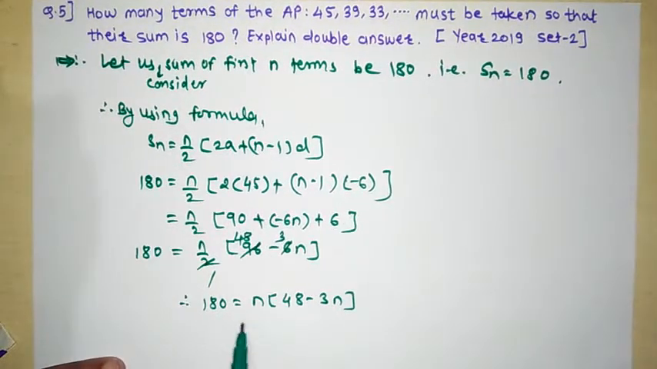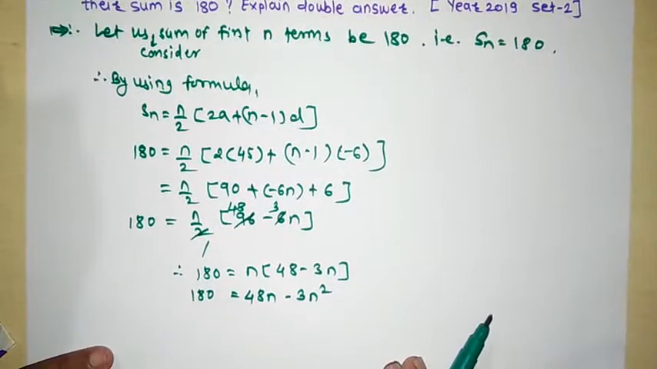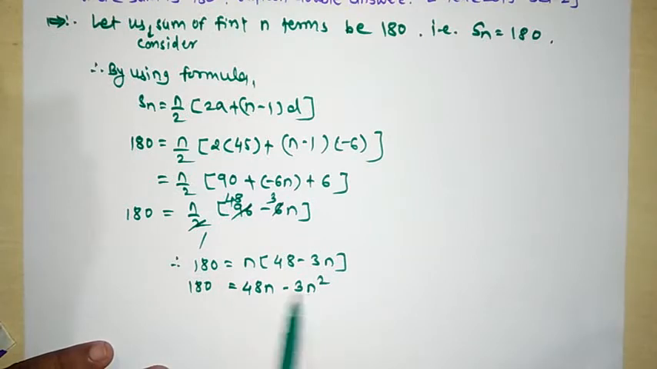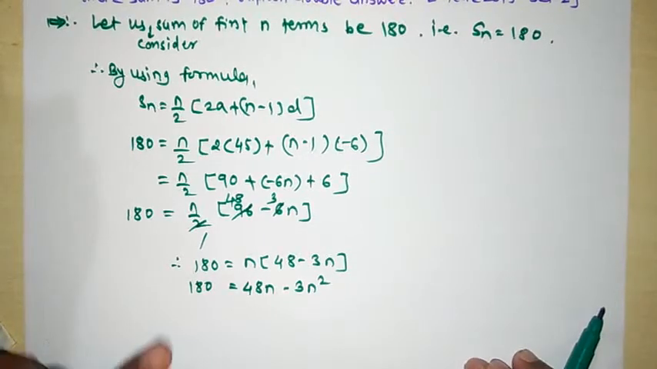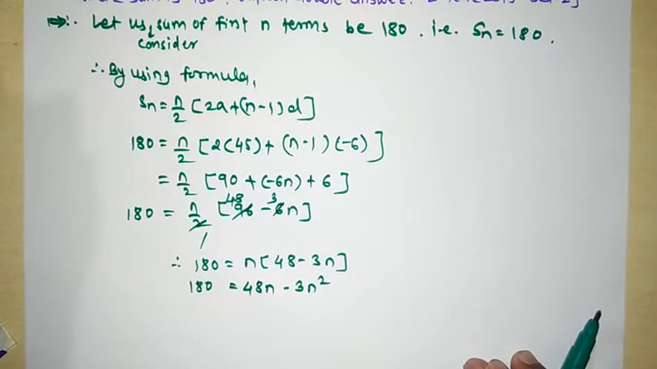Now multiply this n into the bracket, that is 48n minus 3n square is equal to 180. Now see here friends, this equation, can we divide the whole equation by 3? Yes, you can check. 180 is also divisible by 3, 48 is also divisible by 3, and this 3 is also divisible by 3. We can divide the whole equation by 3 to make an easier quadratic equation.